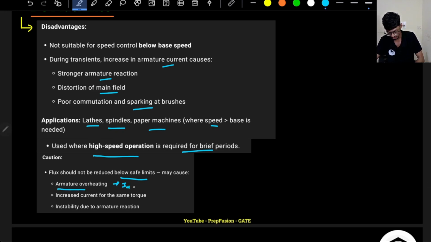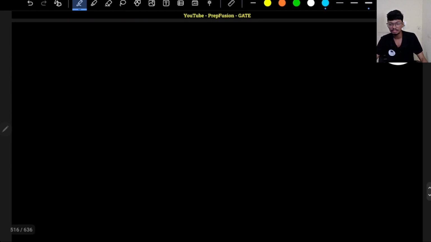Current will go very high, and if IA goes very high, there can be huge copper losses. Increased current for the same torque, and instability due to armature reaction. Current goes high, so armature reaction also is very high. Okay, so these are the drawbacks and features of field control.